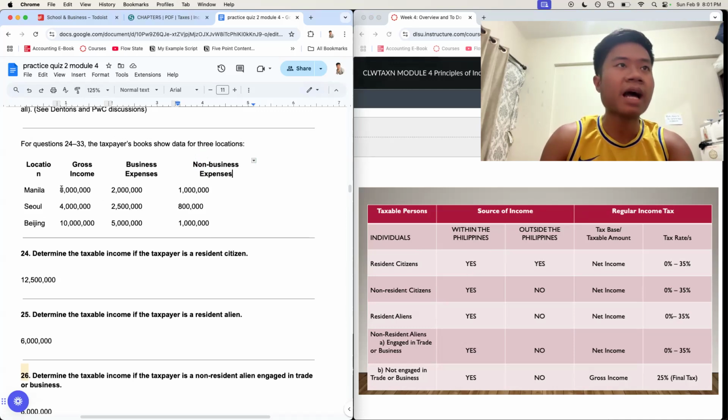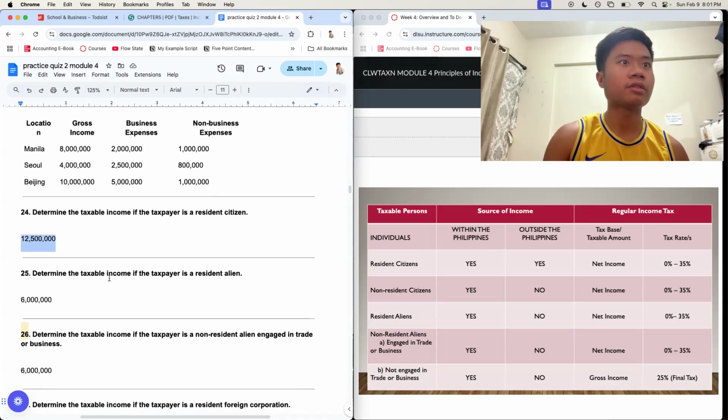So we just ignore this completely. So we do this by adding all three, 8 million plus 4 million plus 10 million, which will give us 22. And then we minus 2 million minus 2.5 minus 5 million. We'll get 12.5 million.